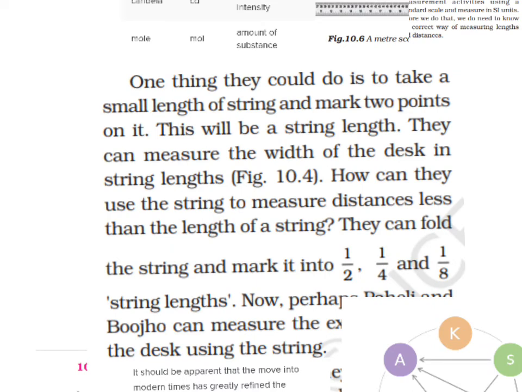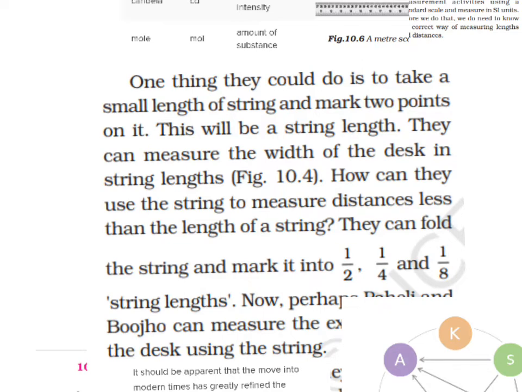In the previous lecture we saw that two students were trying to measure the length of the desk. They bought a pair of gilli danda and tried to measure the length of the desk with it. After a few days, that pair of gilli danda was broken and they bought a new pair and tried to measure the length of the desk again. But in the two cases, the length of the desk did not come out to be the same. So there was confusion among the students about how to measure the length of the desk.